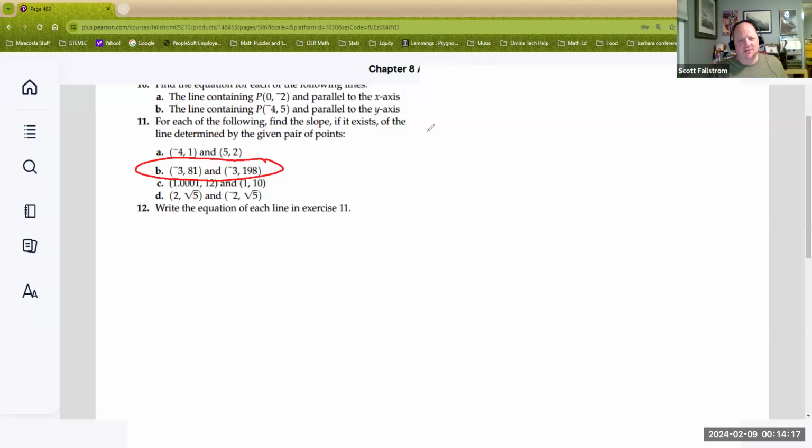And remember that the slope is the change in Y values over the change in X values. Okay. Well, the Y values are changing. It really doesn't matter how much they're changing because the X value isn't changing. And so it doesn't matter what you have on top. You're going to have some number, but a number divided by 0 is undefined. So the slope here is just undefined.